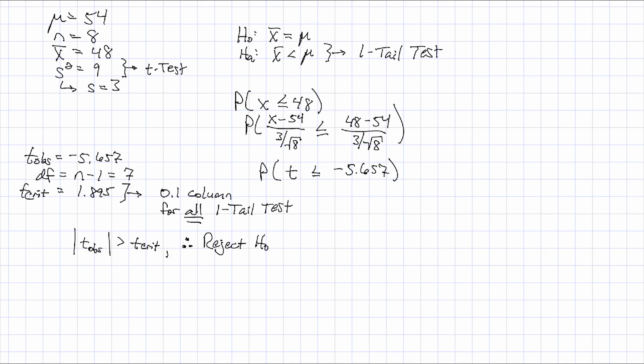Therefore, we are going to reject our null hypothesis. It is too unlikely to get a t-value this extreme just by chance alone. So we're going to reject our null hypothesis and conclude that our sample mean is worse or less than mu.